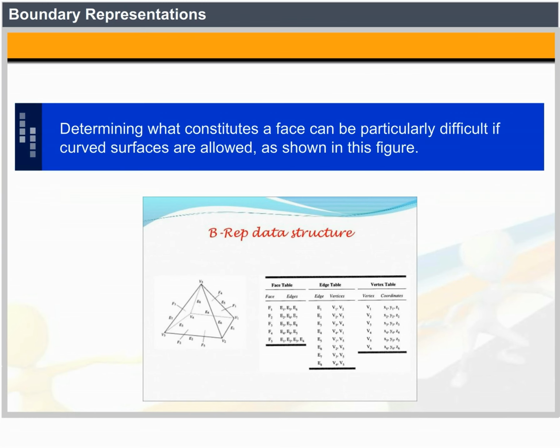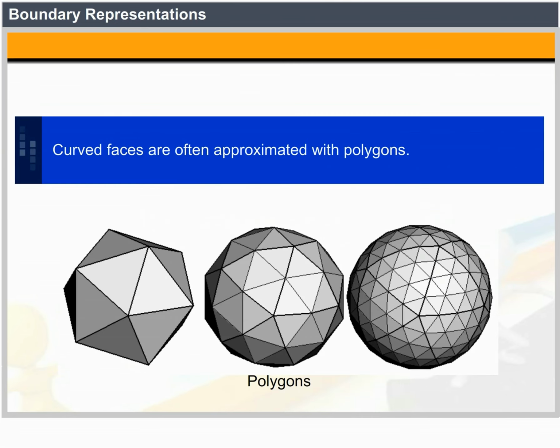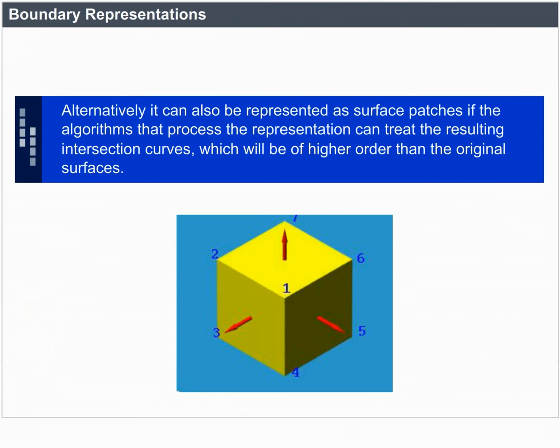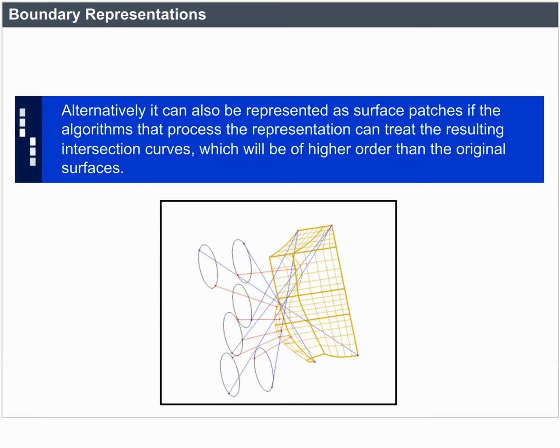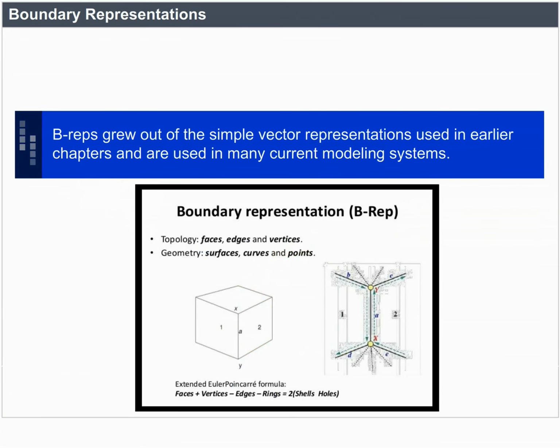Determining what constitutes a face can be particularly difficult if curved surfaces are allowed, as shown in this figure. Curved faces are often approximated with polygons. Alternatively, they can also be represented as surface patches if the algorithms that process the representation can treat the resulting intersection curves, which will in general be of higher order than the original surfaces. B-reps grew out of the simple vector representations used in earlier chapters and are used in many current modeling systems.